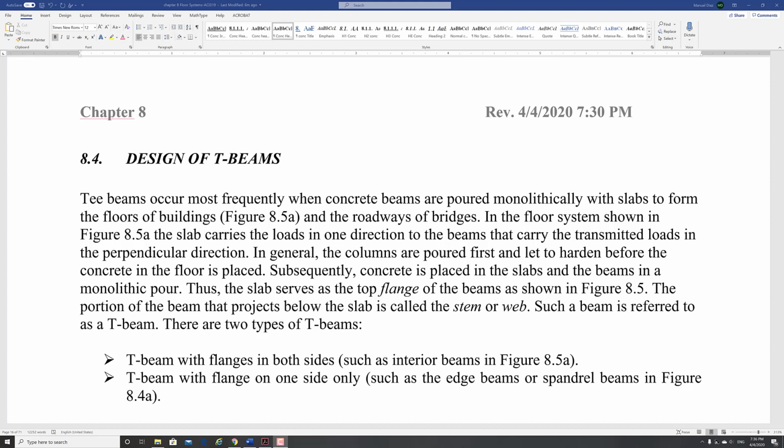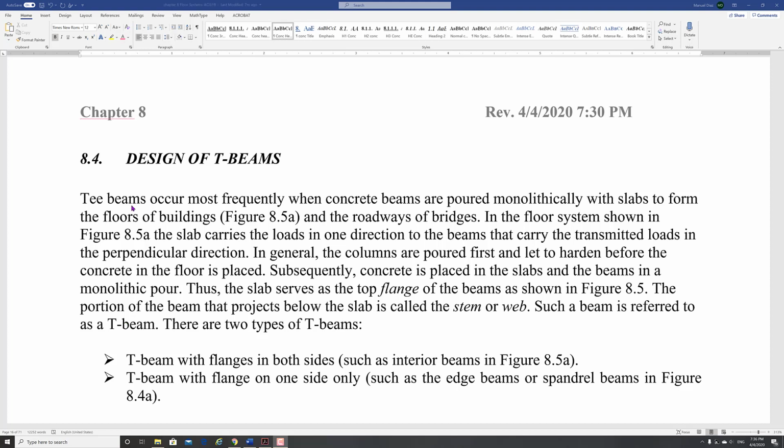Okay, so this is your second recording in chapter 8. We're going to start really the actual floor system where you have the T-beams and the slab together. Some of the things we have already talked about, so they are going to be reviewed, but other things are going to be new.